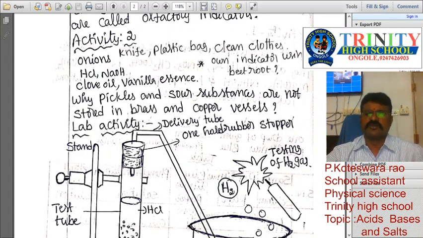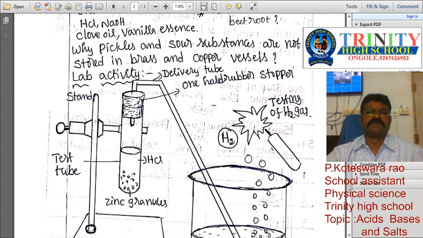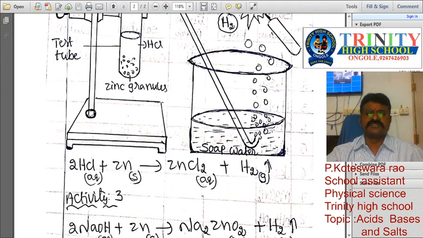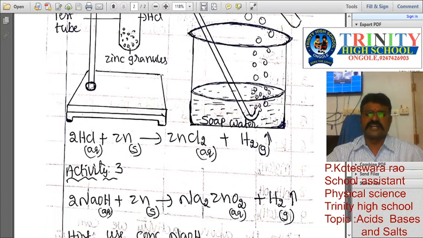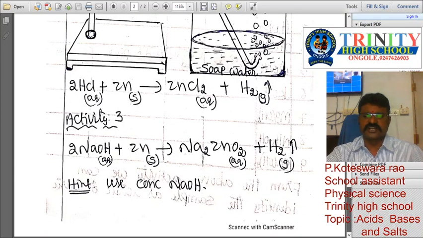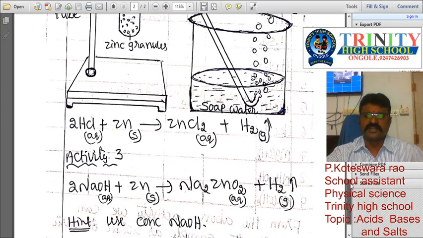And after that, what happened? The pickles react with brass and copper. For that we demonstrated one lab activity. In that lab activity, when acid reacts with metal, which gas is eliminated? Hydrogen gas is eliminated. Similarly, if base reacts with metal, which gas is produced? That gas is nothing but hydrogen gas. So in both conditions, only hydrogen gas is eliminated.